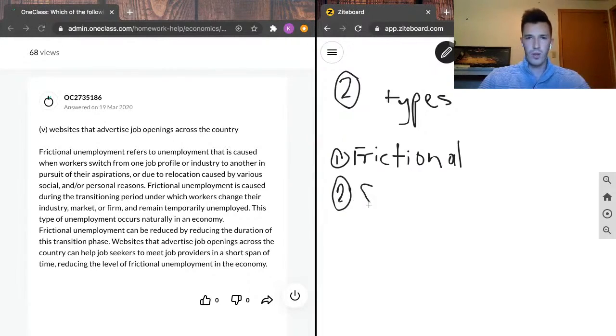Secondly is structural unemployment. Just write that out. It's taking a lot of effort to make these readable, and I don't really know if I'm succeeding anyways.